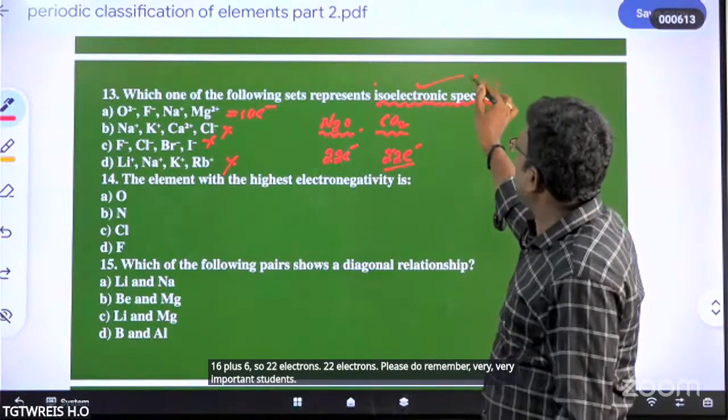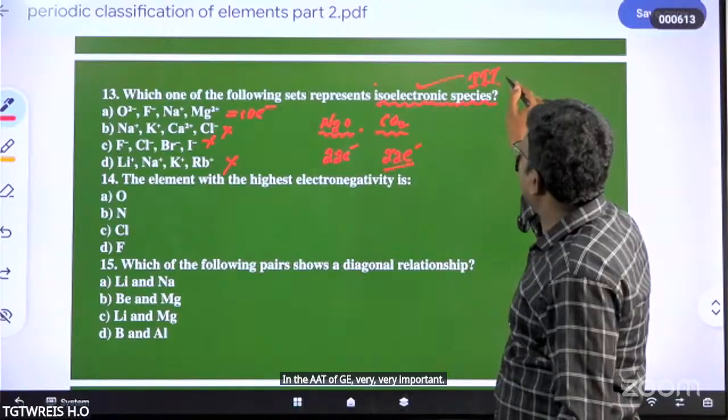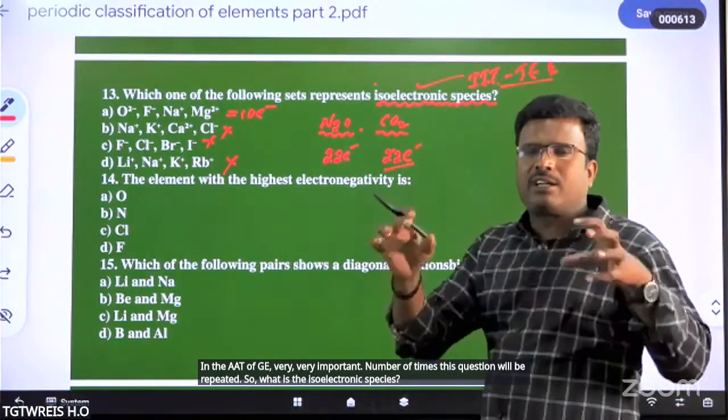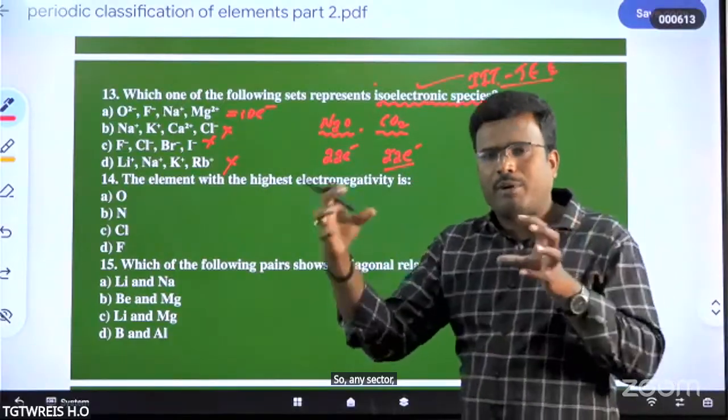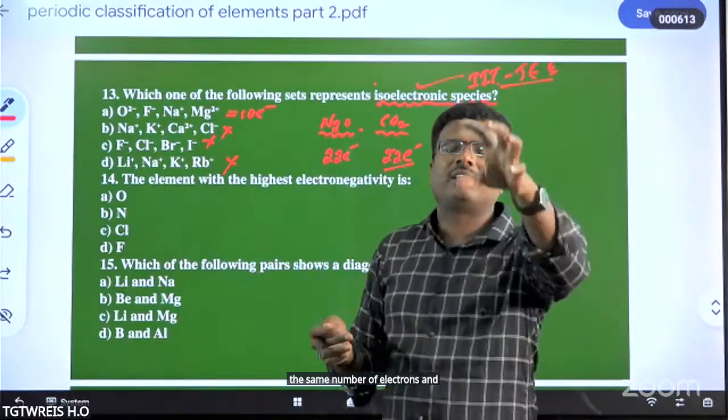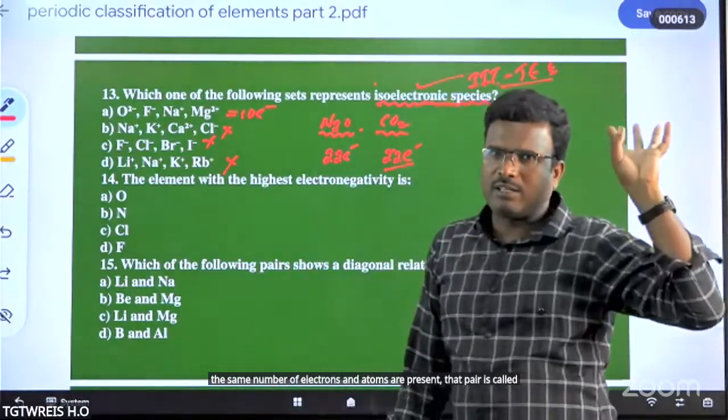In IIT or JEE, very, very important. Number of times this question will be repeated. So what is the isoelectronic species? Any set of either atoms or molecules with the same number of electrons and atoms present, that pair is called isoelectronic.